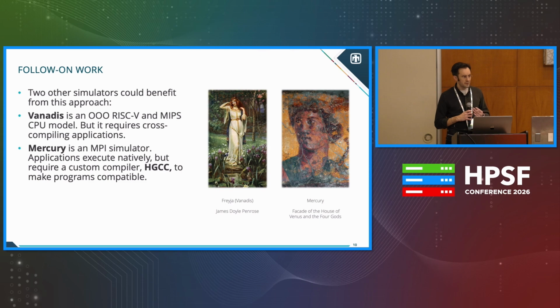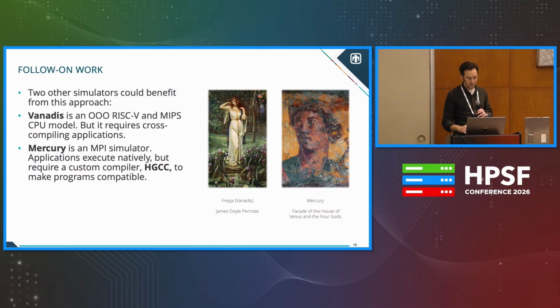Another one is Mercury. This is an MPI simulator. In Mercury, applications are executing natively, but they require a custom compiler to do some setup stuff. So I think that may or may not need Spack's cross-compilation support. I'll have to think about it a bit more. But that'll be really cool. This is just going to make it so much easier to get up and running on a simulator.